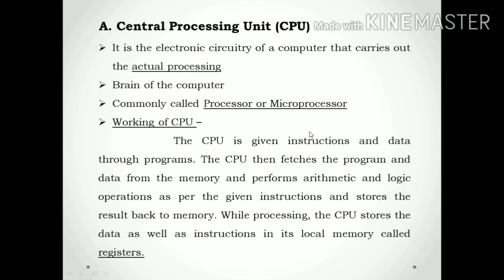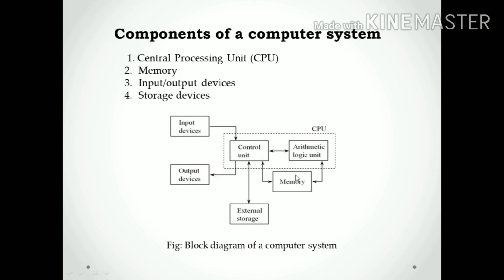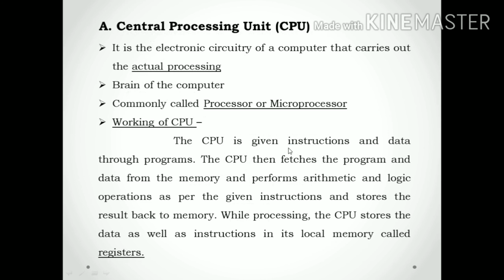memory. And while processing, the CPU stores the data as well as instructions in its local memory. The CPU is having an inbuilt memory or a local memory called register. Apart from the external memory, as we can see in the previous slide, the CPU is having an inbuilt memory or internal memory, or we can call it local memory. It's called register. So the CPU will store the same data and instructions in its local memory called register. Okay.